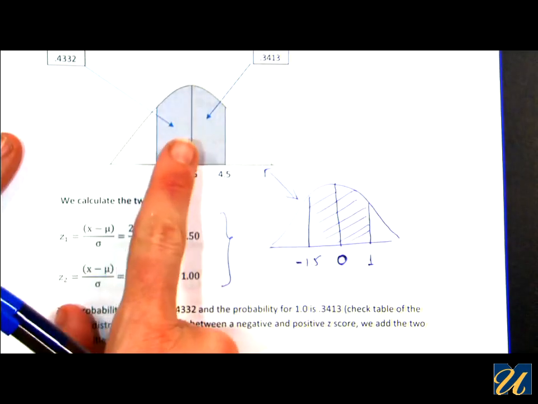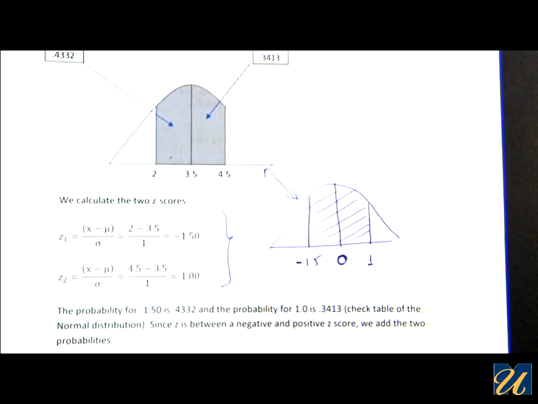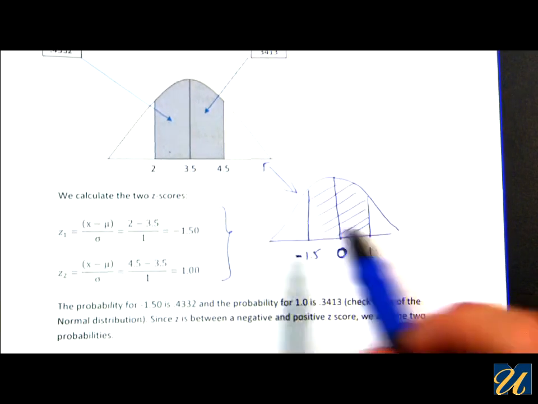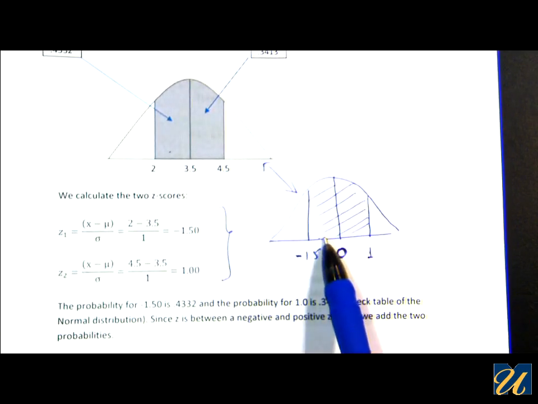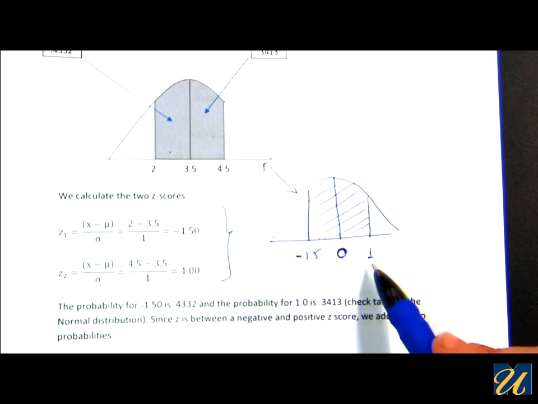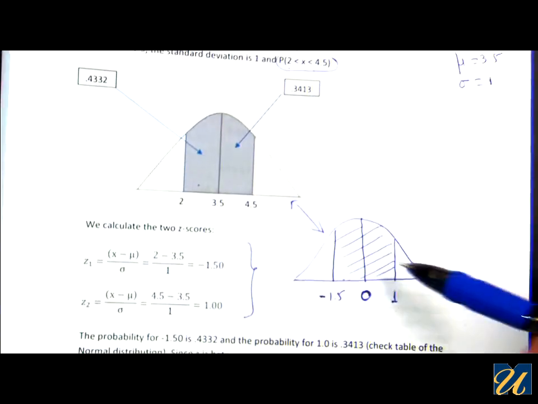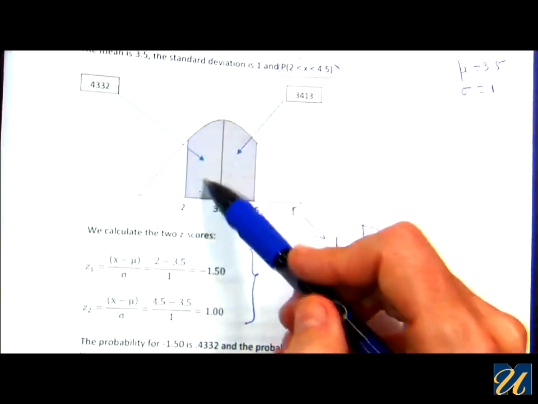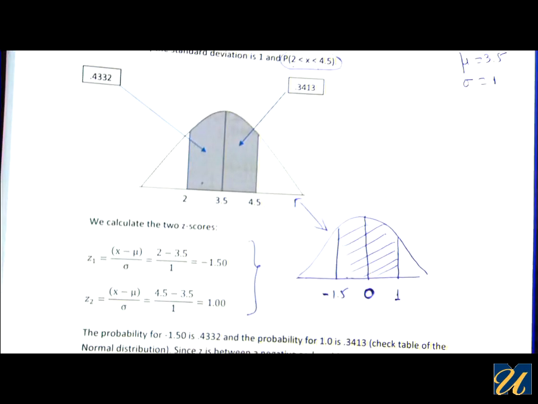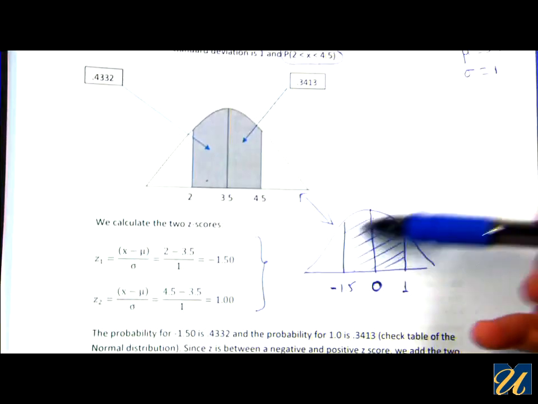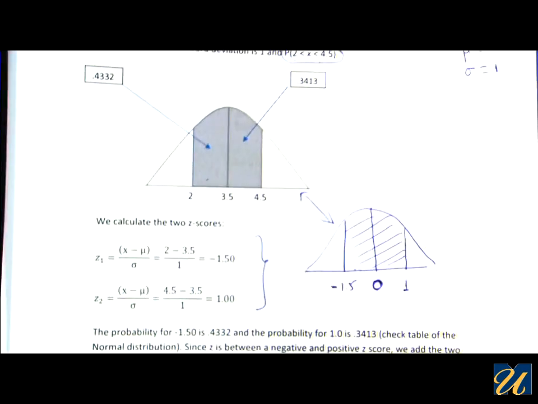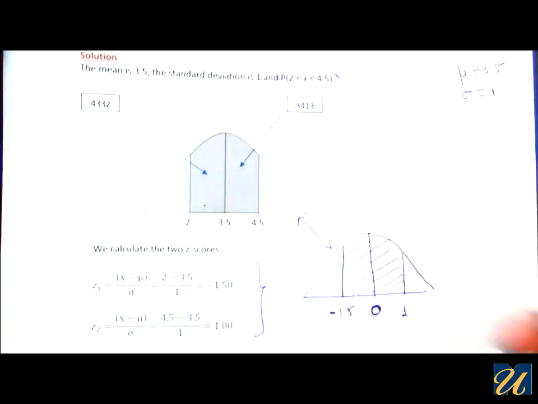We just have to turn the normal distribution into a standard normal in order to be able to get the corresponding probability from the table. So all you need to do is check your z table for the probability of 1.5 and for 1. So this area here is 0.3413 and this area is 0.4332. Since I'm looking for this whole thing here, I simply add the corresponding probabilities. Whenever the mean is inside the area you're looking for, you will be adding the corresponding probabilities.